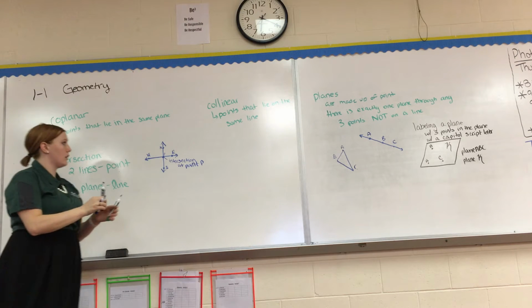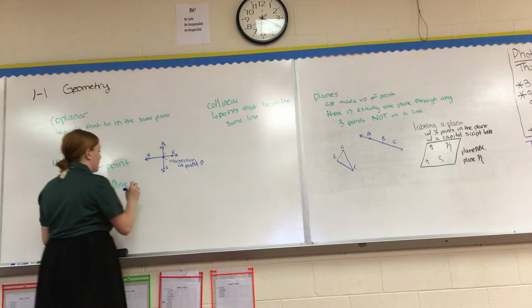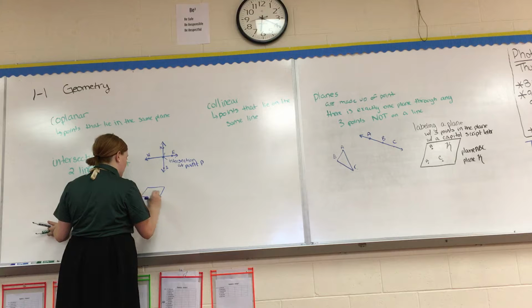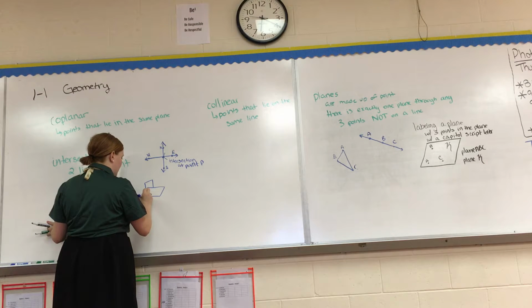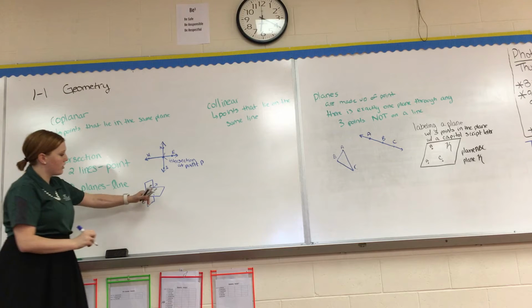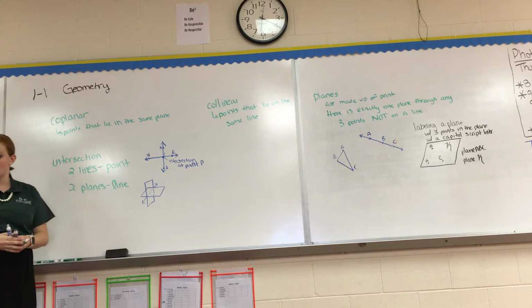Okay, now we have two planes. Imagine we have two planes. So I have a piece of paper here. Now I have a piece of paper here. It comes all the way down over. This line right there is the intersection.